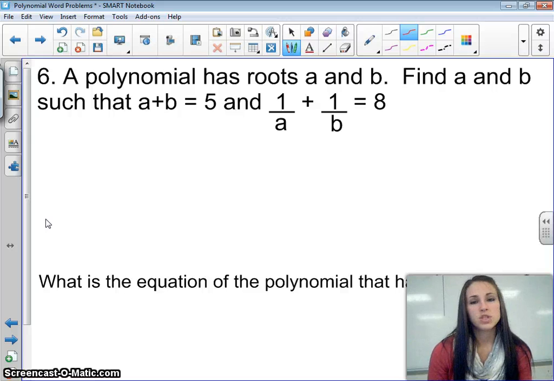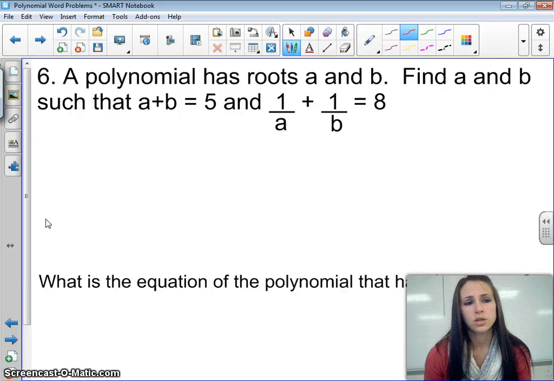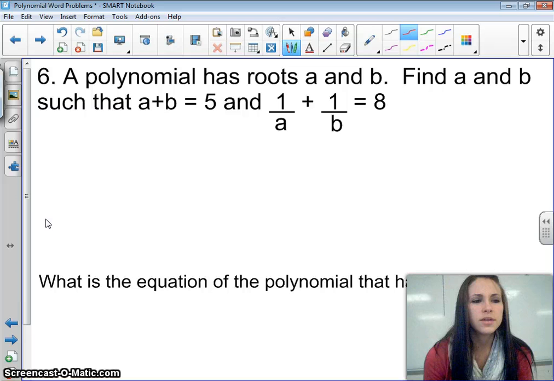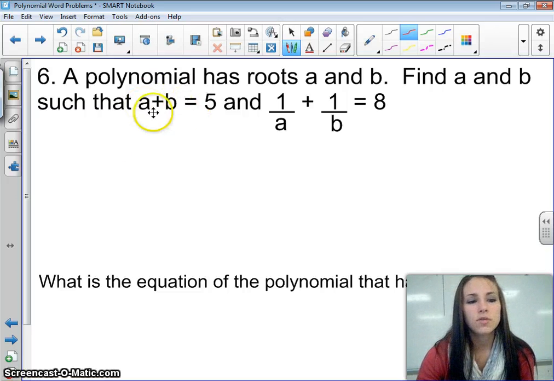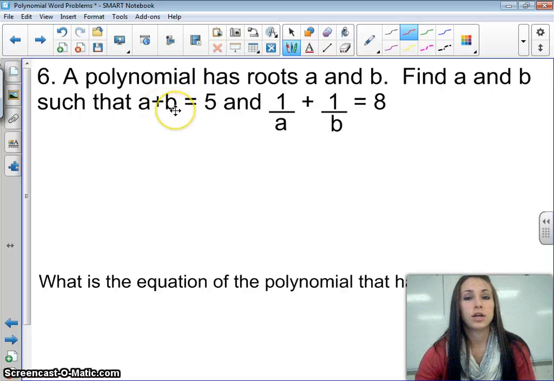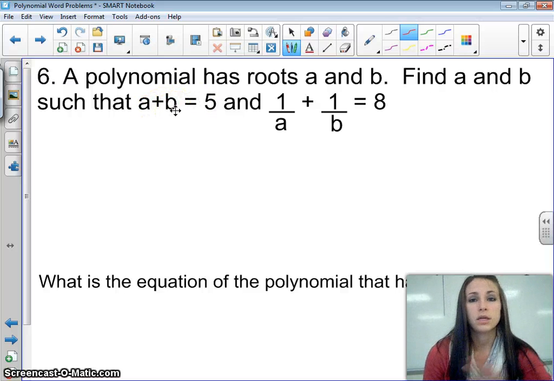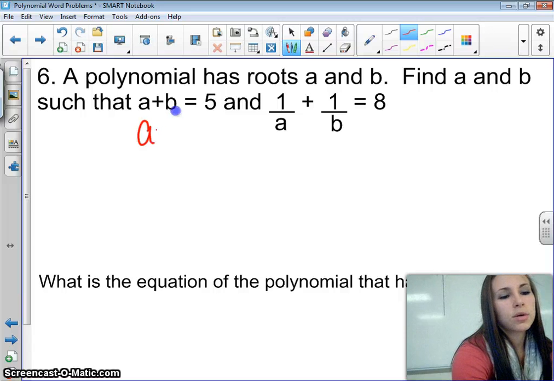Okay, last problem, and this one's a little bit weird, but it's a good problem and one that I've seen on the test before, or one similar, so we need to make sure we know how to do them. But this one says, a polynomial has roots a and b. Find a and b such that a plus b equals 5 and 1 over a plus 1 over b equals 8. So on this one, the way that you're going to have to do this is by solving this first equation for a variable. Doesn't matter which one. I'm going to solve it for a. So I'm going to say a is going to equal 5 minus b.